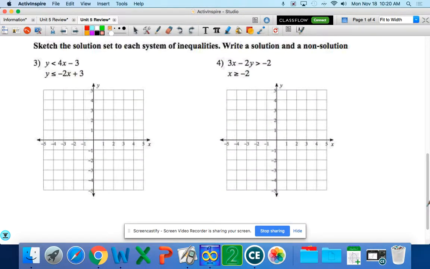3 and 4, here we're doing inequalities, and again, the equations start off easy on the first one. We don't have to do any solving. We just start here at -3, and this would be a 4 over 1, rise over run, go up 4, right 1, up 4, right 1. Now, I look at the symbol to see what kind of line I need. Because this is not or equal to, I need a dashed line.